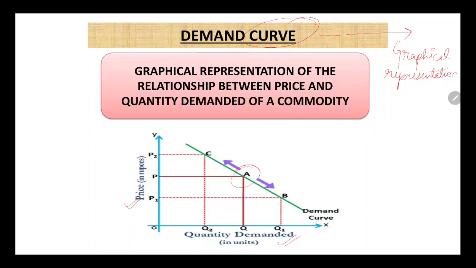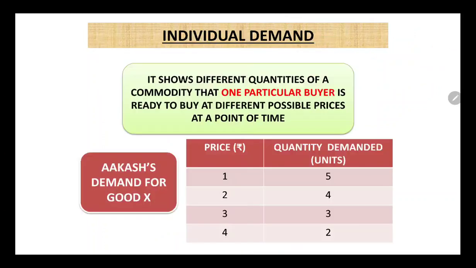At point A, OP is the price that's been set, and OQ is the quantity demanded. So you see, you use the word quantity demanded. At point B, when the price falls from OP to OP1, your quantity demanded increases from OQ to OQ1. Now why is it downward sloping? We'll study it in the following slides.